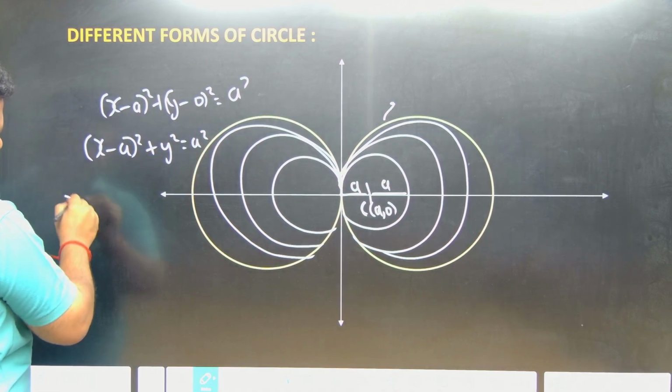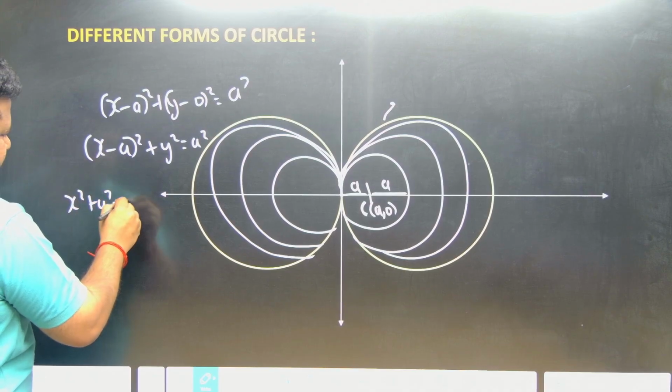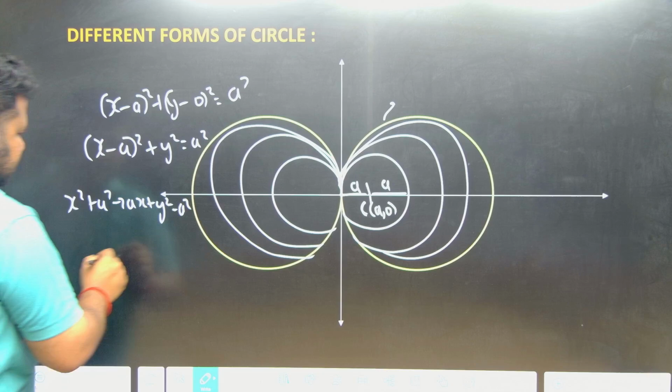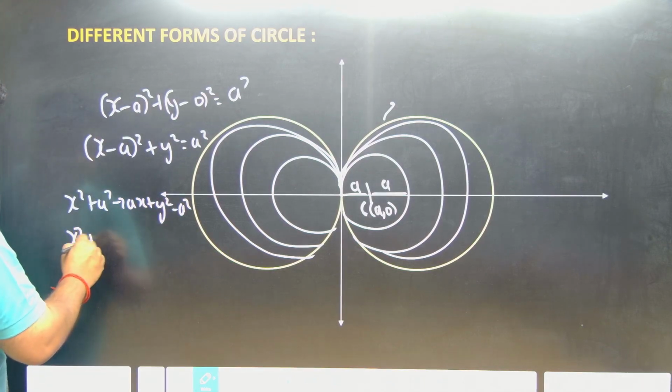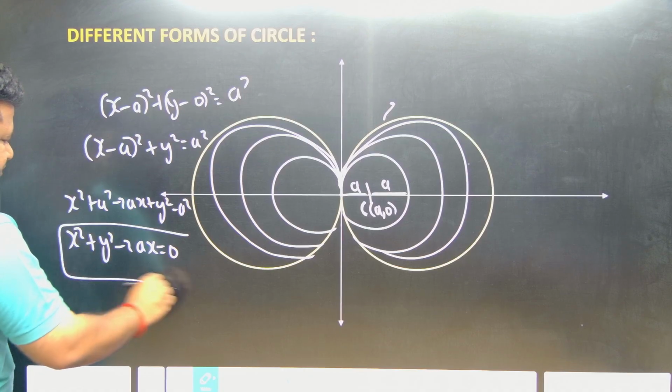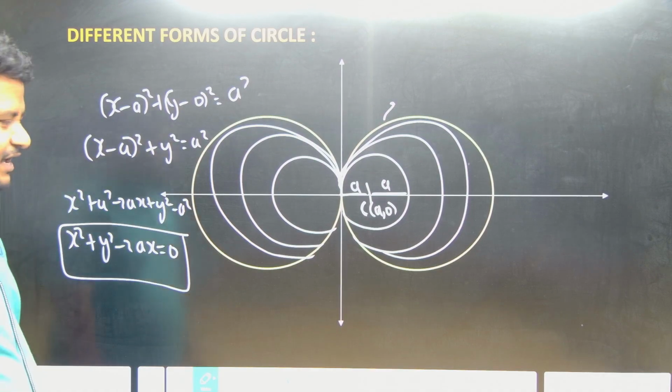So we will get x square plus a square minus 2ax plus y square is equal to a square. The a square cancels. I will have the equation of the circle: x square plus y square minus 2ax is equal to 0. This will be the equation of the circle which is touching the y axis at the origin.